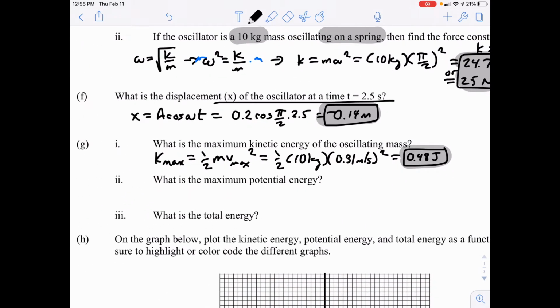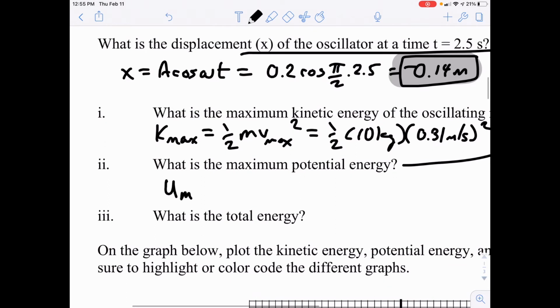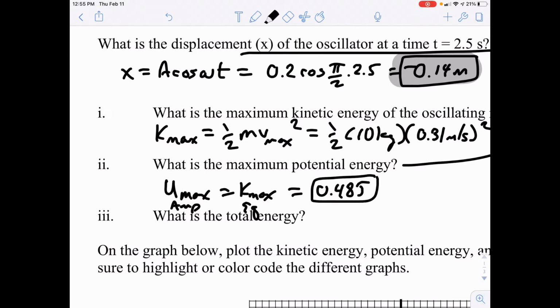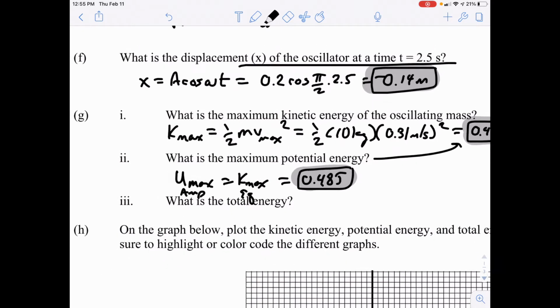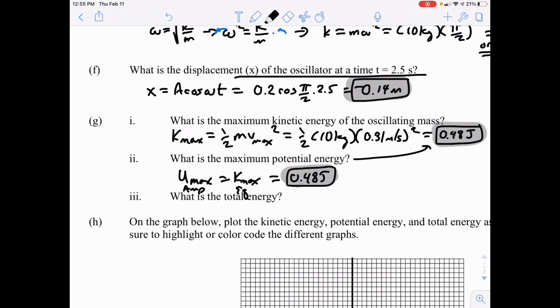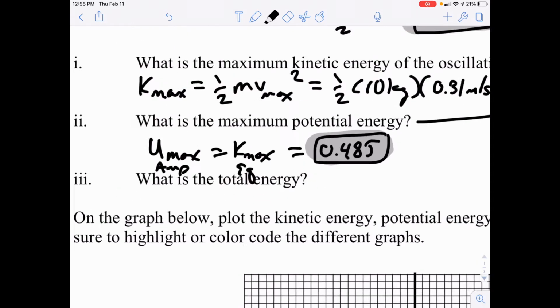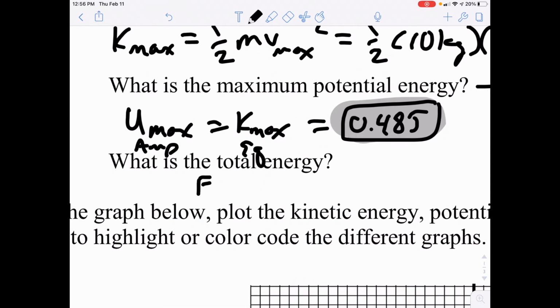So what's maximum potential energy? Well, guess what, ladies and gentlemen? It's the same, just at a different location. Maximum potential energy at the amplitude equals maximum kinetic energy at equilibrium, which is 0.48 joules. And since these are the only two energies, found at the equilibrium or the amplitude position, that means the total energy, which is the sum of the two, must also be 0.48 joules.